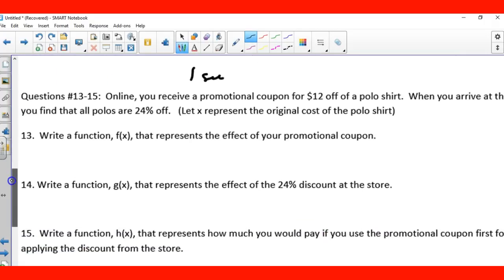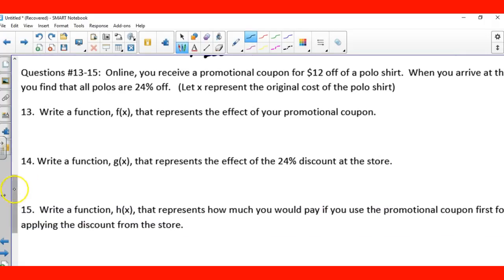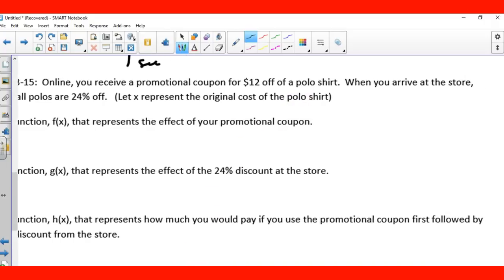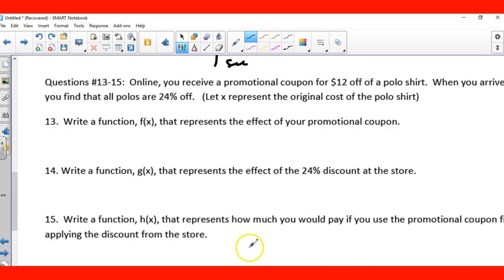Alright. Now, this problem 13 through 15. And this will be it, man. It says right here, online you receive a promotional coupon for $12 off a polo shirt. Alright. When you arrive to the store, you find that there are 24% off all polos. Alright, let X represent the original cost of the polo shirt. So X is some value we don't know, okay?